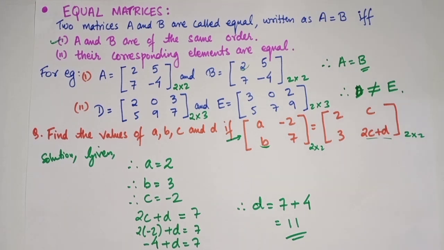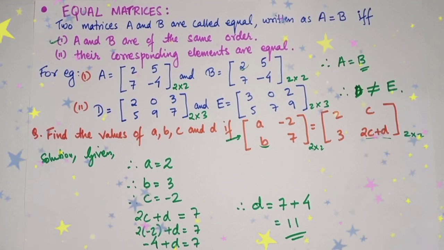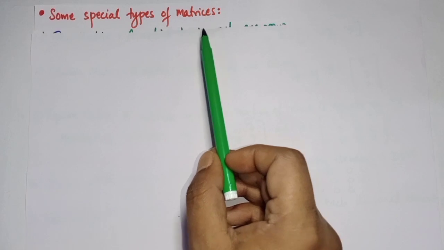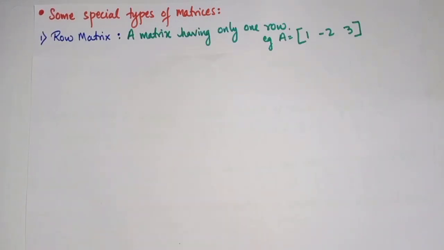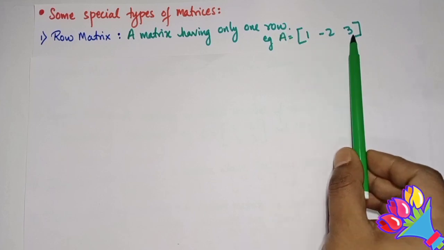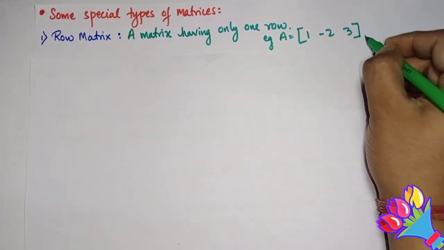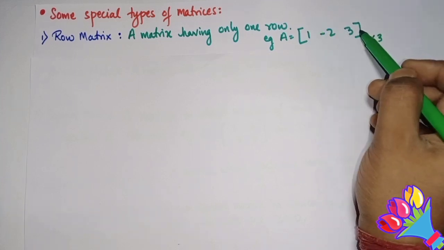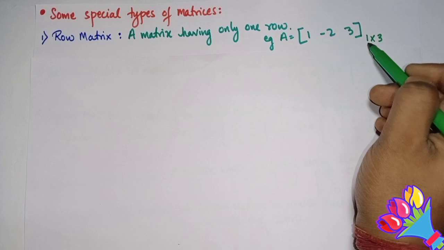Now we'll do some special types of matrices. Number 1, you can see, is the row matrix. So what is this row matrix? If it has only one row, then we call it a row matrix. So you can see here, what is the order of this? 1 by 3. How many rows are there? 1. And how many columns are there? 3 columns. So 1 by 3.